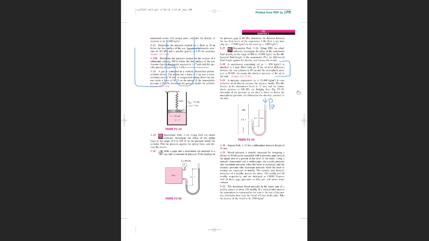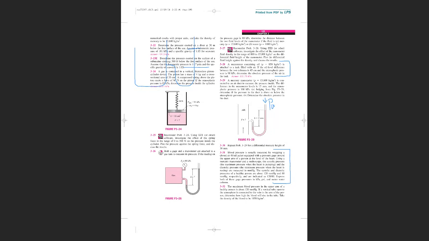So that is 29. Okay, what else do we have? 29, and then he said 30. Repeat problem 29 for a differential mercury height of 30 millimeters. So if this height becomes 30, how much will the pressure be here? It is just rho gh. Okay, let us come to 31.